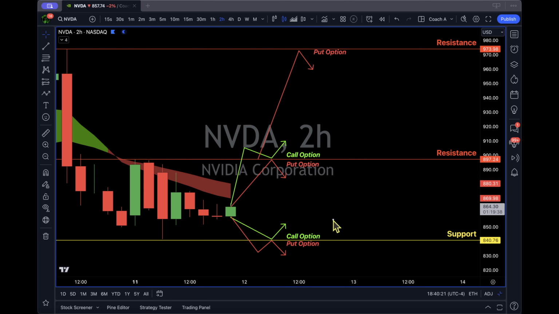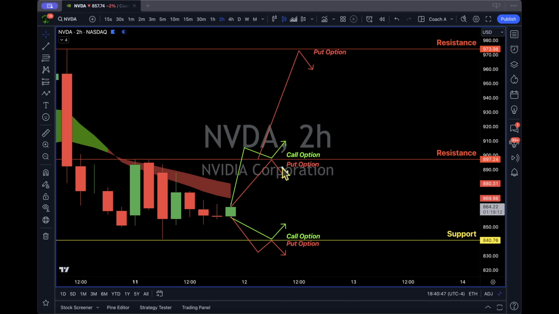Okay, so what am I looking for tomorrow with NVIDIA, guys? Okay, CPI data, I think that the bar is set very low for CPI. So I think that we're going to hit that number. And I think the market is going to rip right off the bat, okay? Again, we have resistance at 897, guys.